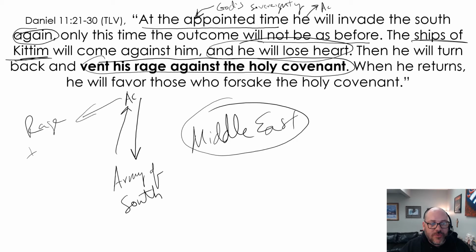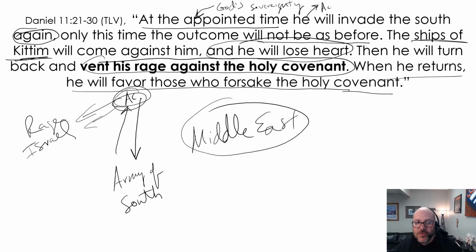That is always the focus of the Antichrist. He is always raging against Israel. Now, when he returns to his land, he will favor those who with him forsake the Holy Covenant. So he is going to favor other countries that will join with him in coming against Israel. Now, what are the other countries that will come against Israel? Well, that could be everyone, the way that the whole world is turning against Israel today. So he will favor those who come against the Holy Covenant.